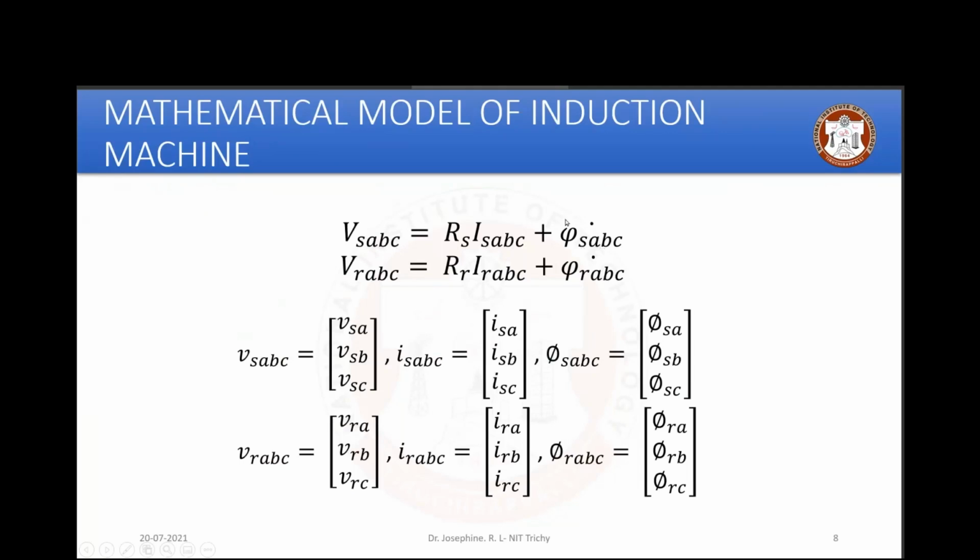Actually it has to be d psi by dt, d lambda by dt. If you represent phi, it is just a flux, but it has to be flux linkage. It has to be lambda. It has to be lambda like this.